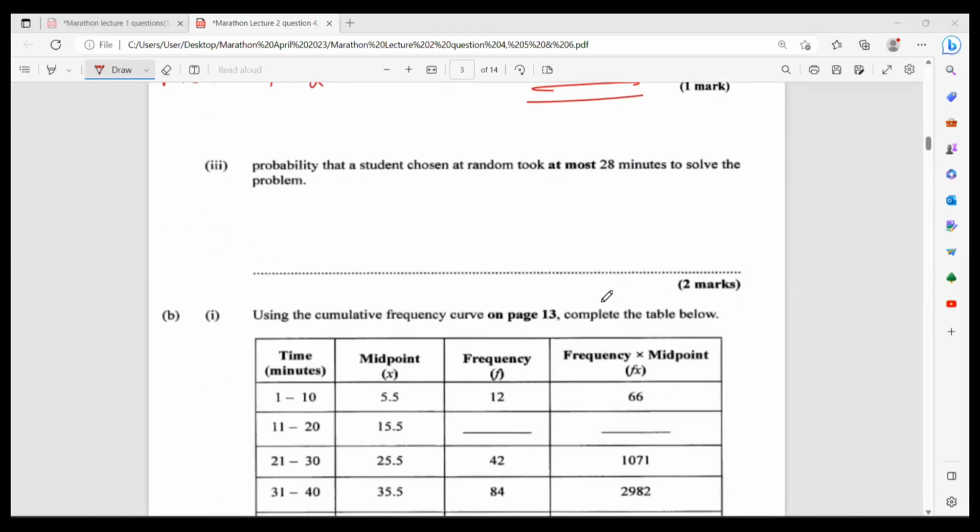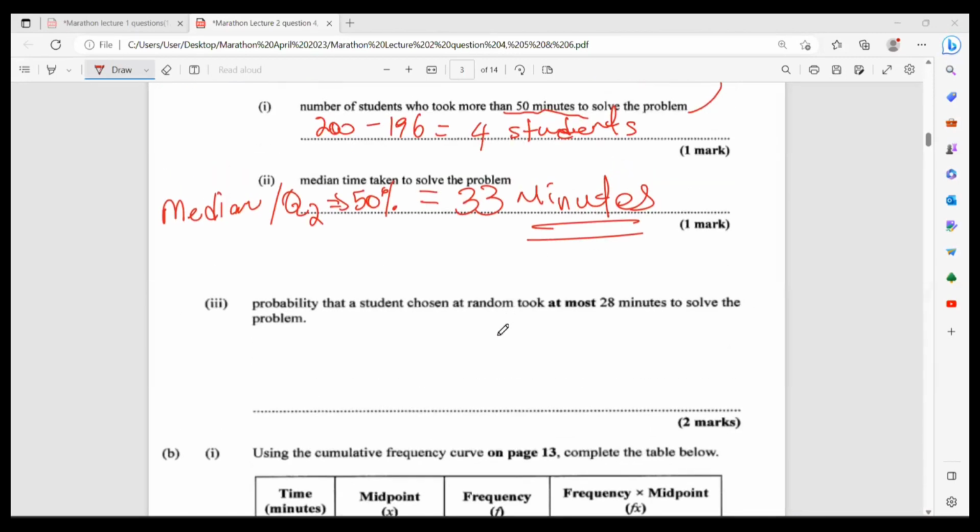All right, let's go to the next question. It says, we want to determine the probability that a student... Please bring it back down a little, please. All right, so while you're writing, I'm still reading this.